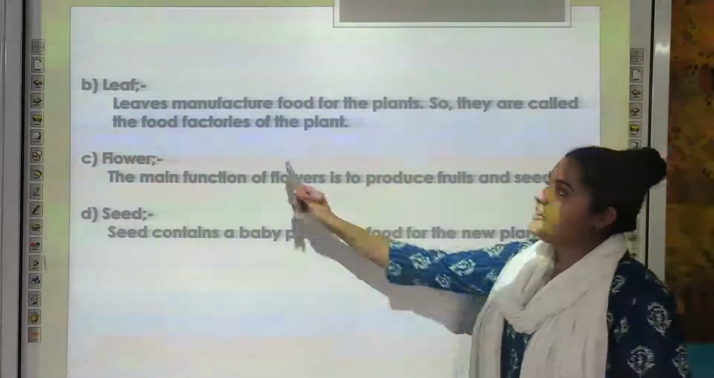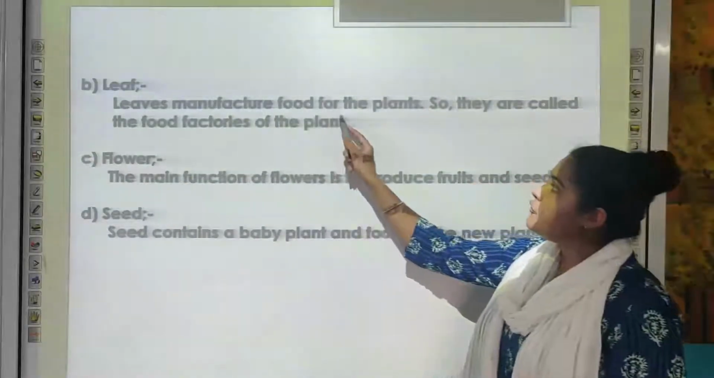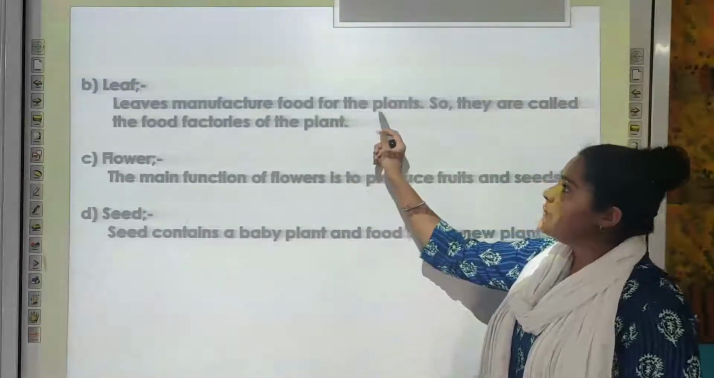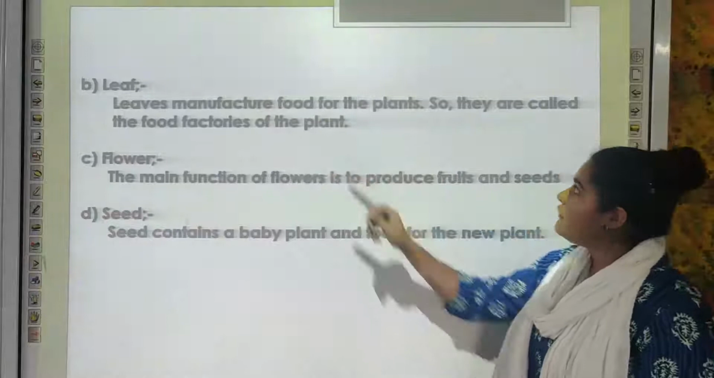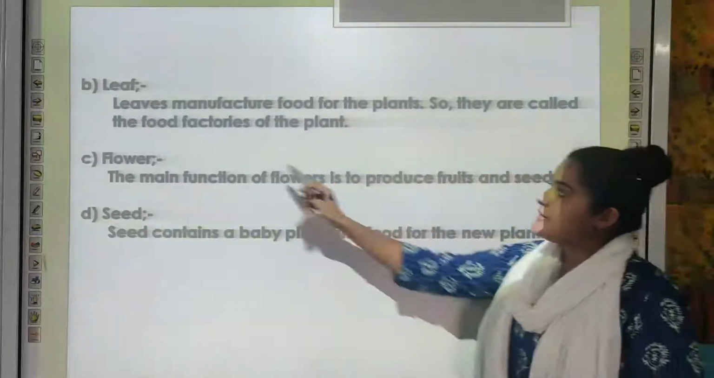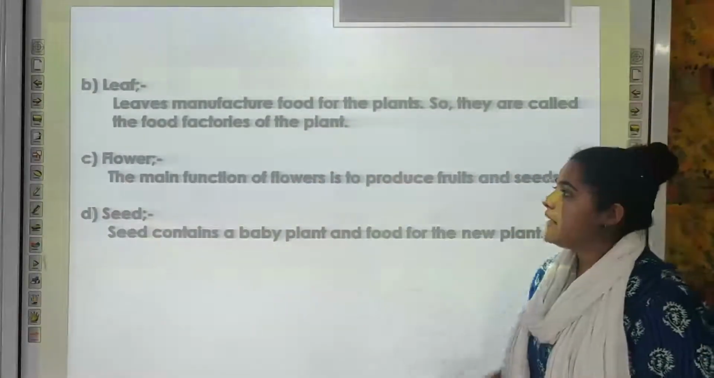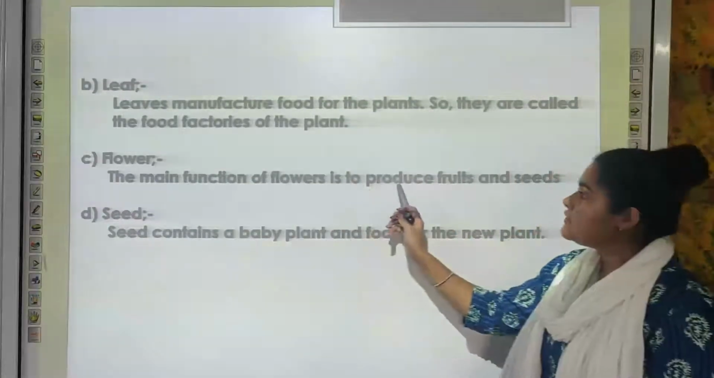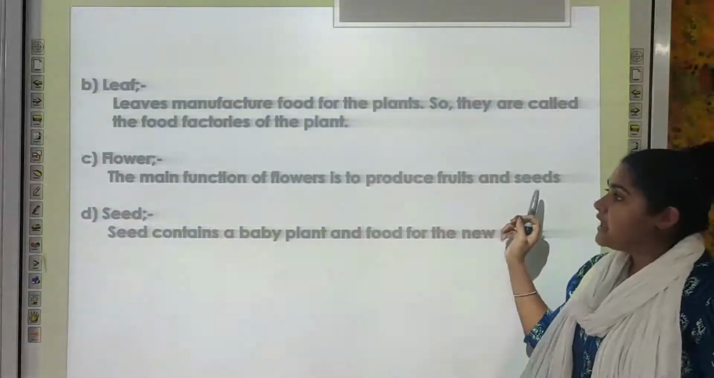The next is your leaf part. So leaf manufactures the food for the plant. So food is being prepared or manufactured for the plant by which? By the help of leaves. They are also called the food factory for the plant. Next part is your flower. So the main function of the flower is to produce the fruit and the seed.